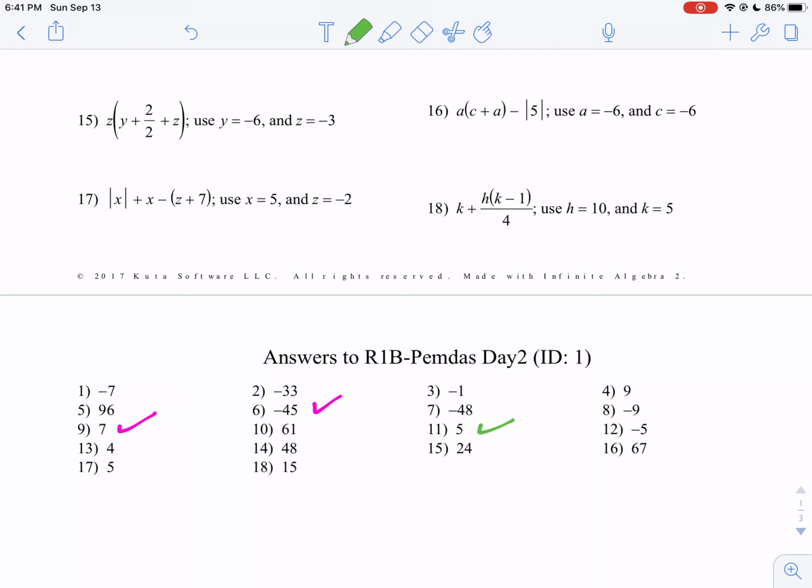Let's see, which one do you think is difficult? They are all the same. They're not difficult, there's just many steps. Okay, so let's go ahead and do number 15.